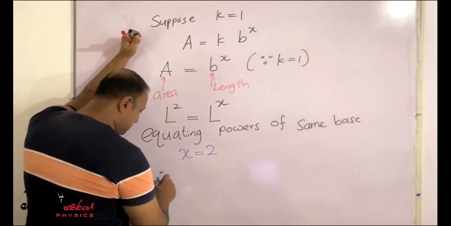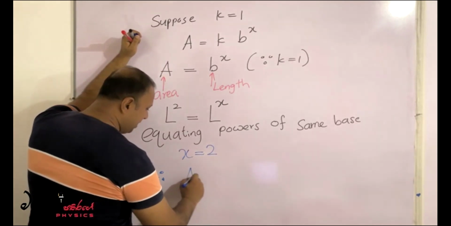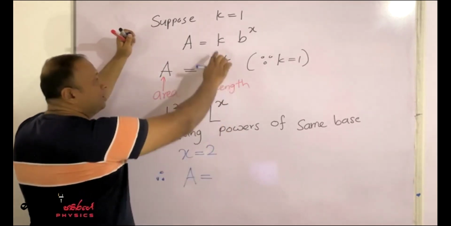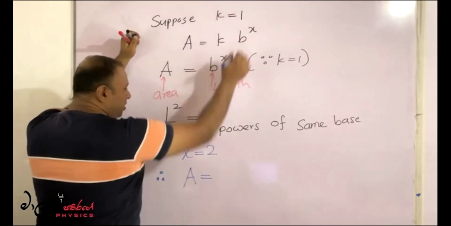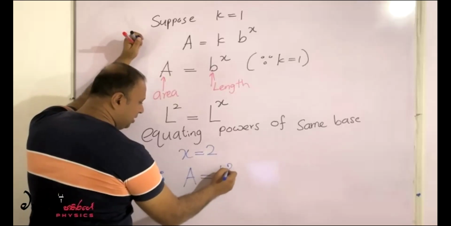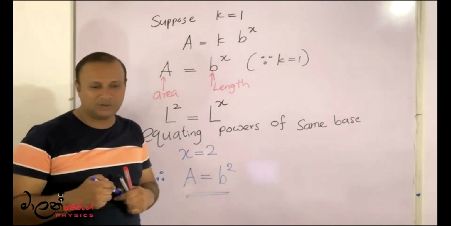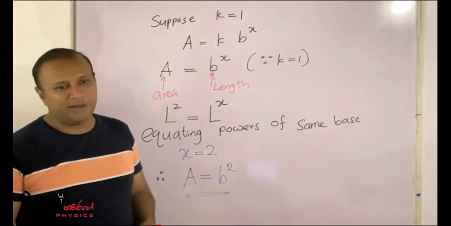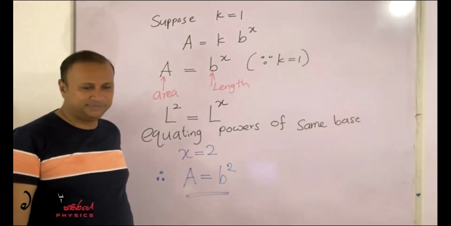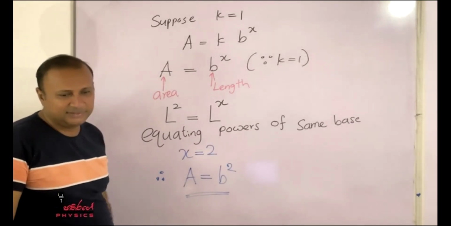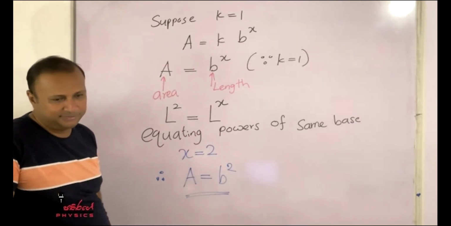Therefore, A should be equal to... now, K is 1, no? B should be simple B square. Therefore, A should be equal to B square. Did you get my point? Yes, sir.